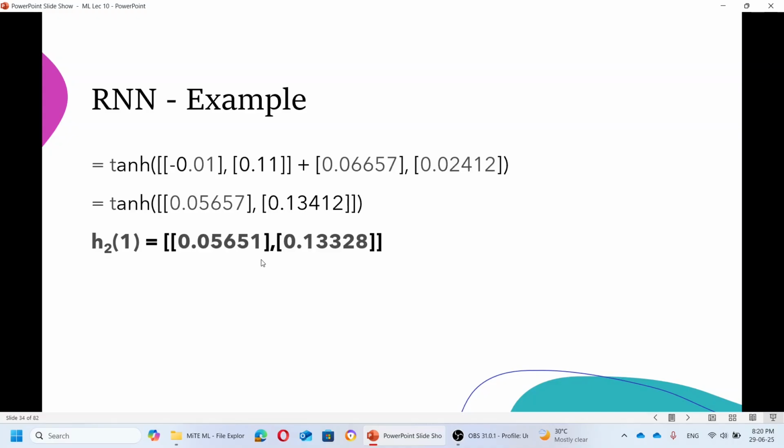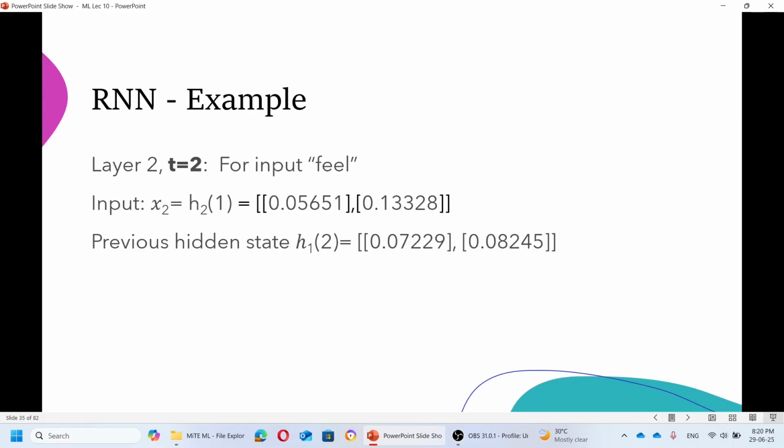So this is the output of our first layer at t is equal to 2. Here h2 1 represents t is equal to 2, and 1 is for our first layer. Now this will become the input for our second hidden layer. So here, as you can see over here, this h2 1 has become our input.